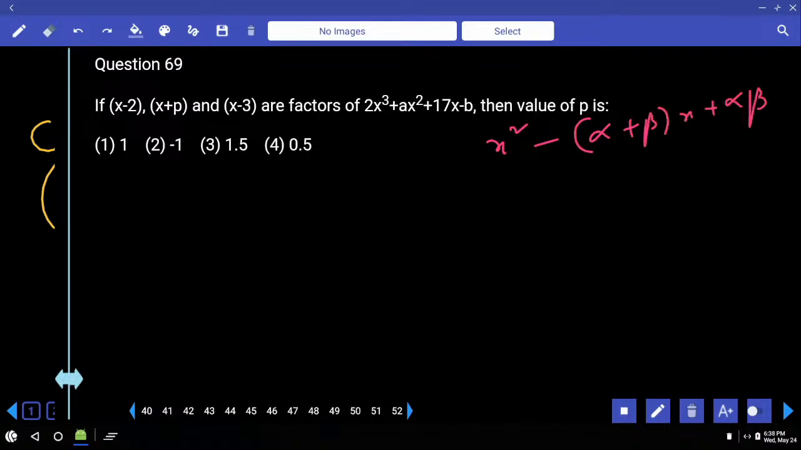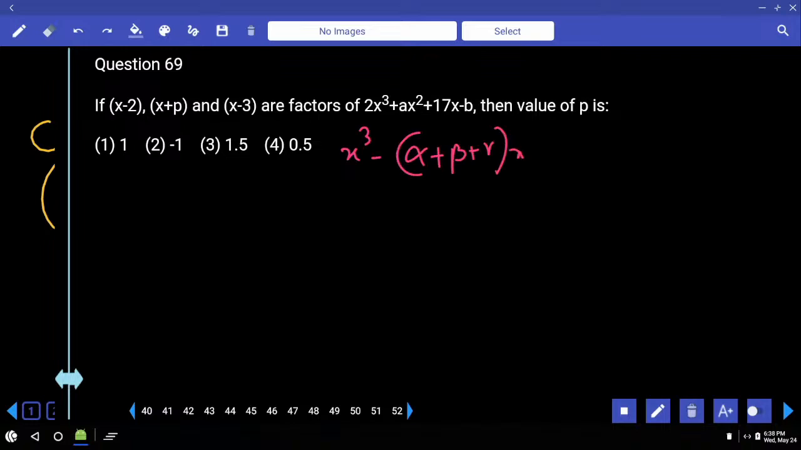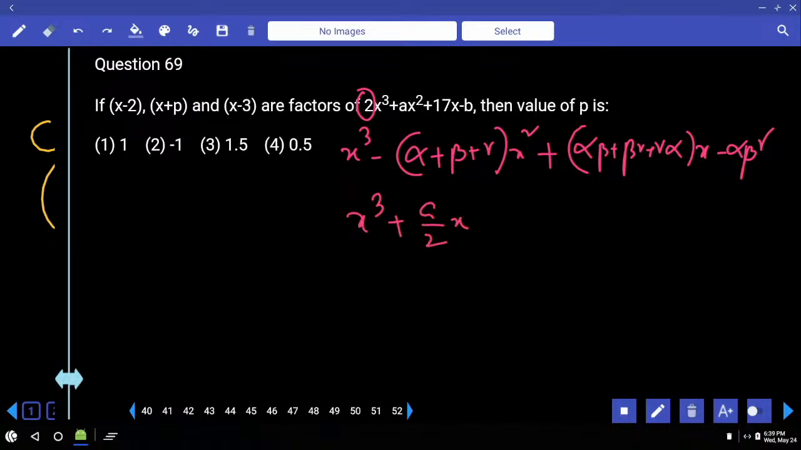That is quadratic expression. What about the general form of a cubic expression? x cube minus alpha plus beta plus gamma into x square plus alpha beta, beta gamma, gamma alpha into x minus alpha beta gamma. Understood or not? But here there should not be any coefficient. The coefficient of x cube should be 1. If we divide that with the 2, we will get x cube plus a by 2 x square plus 17 by 2 x minus b by 2.